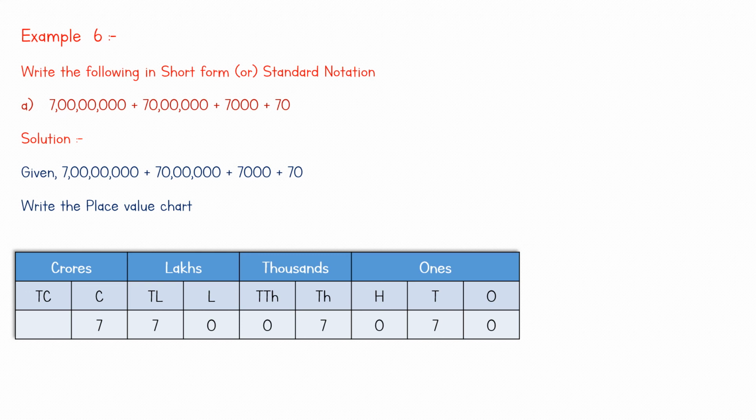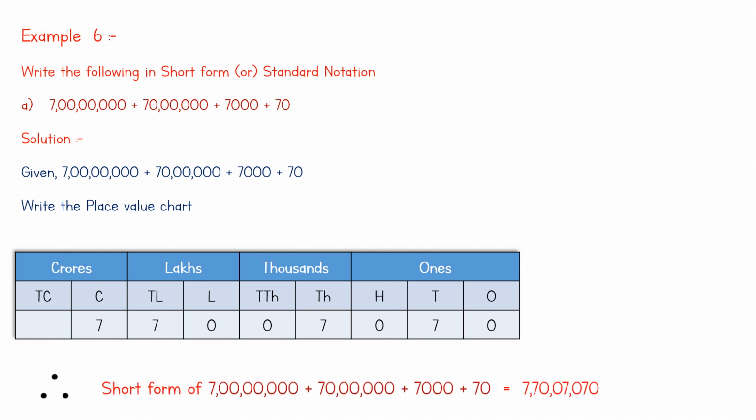7 crores 70 lakhs 7070. Is it clear? Therefore, the short form of 7 crores plus 70 lakhs plus 7000 plus 70 is 7 crores 70 lakhs 7070. Is it clear, children? We have to write the numbers by looking at the place values. Okay?